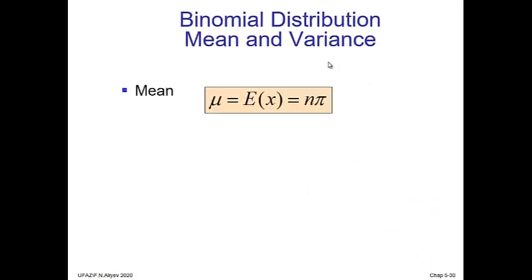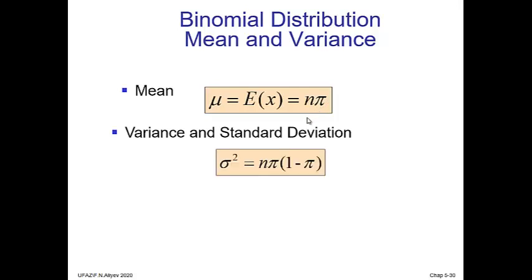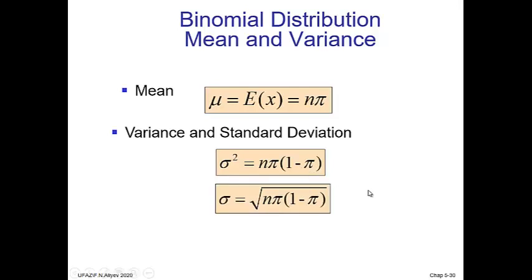Here, other characteristics of the binomial distribution: the mean and variance. The mean for the binomial distribution equals n multiplied by π, and the variance equals n, the number of trials, multiplied by the probability of success, multiplied by the probability of failure. And the standard deviation, of course, is the square root of it.